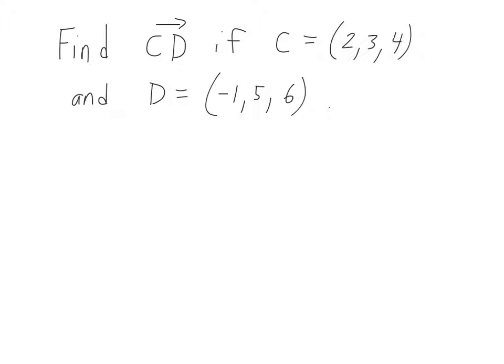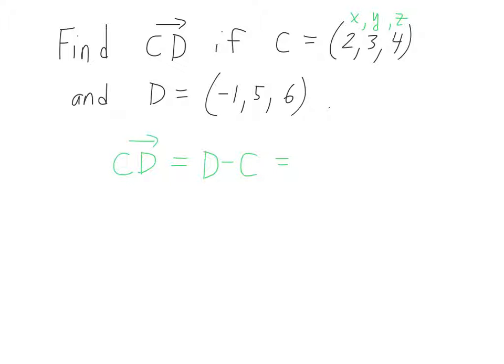Alright, so now we wish to find another vector, but this time our points are given to us as ordered triples. So we are in 3D. Keep in mind that when we have an ordered triple, it's just like an ordered pair, except now we have an x, a y, and a z. So if we're looking to find vector CD, we're going to use our formula of TP minus IP. So the terminal point minus the initial point means we're just going to do D's numbers minus C's numbers.